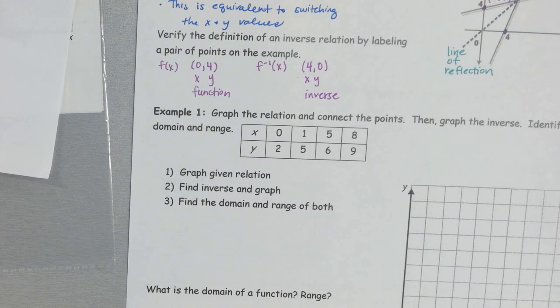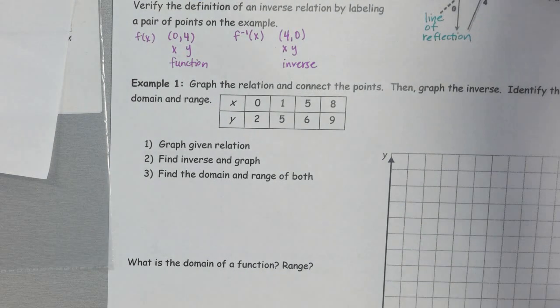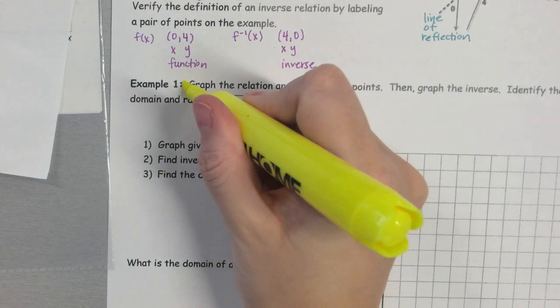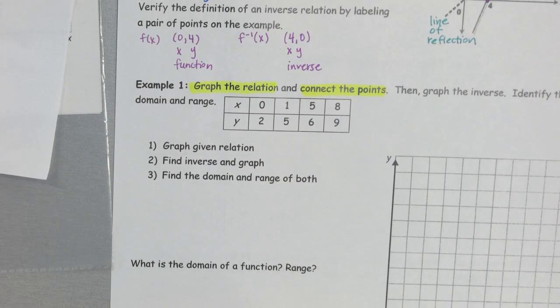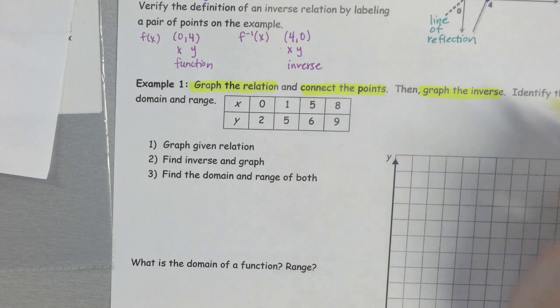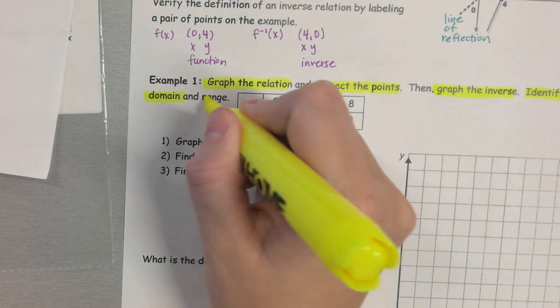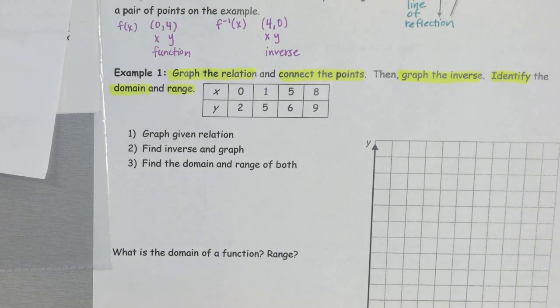Now we are going to graph the relation. We are going to connect those points. We're going to graph the relation that's in the table and connect the points. Then we're going to graph the inverse, and finally we're going to identify domain and range. We're going to start by graphing the given relation.